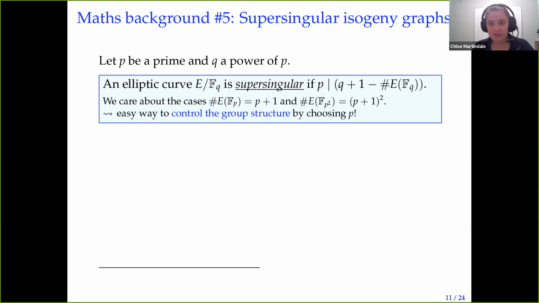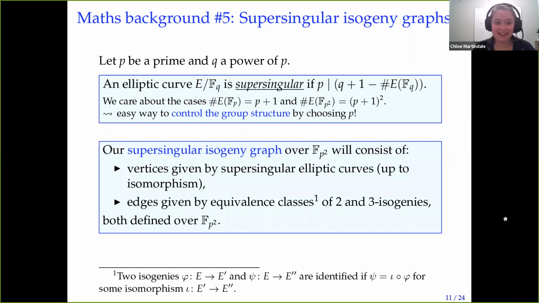This is what I just said on the previous slide. It's an easy way to control the group structure by choosing P. You can choose P to be some very smooth number minus 1, so that P plus 1 is a very smooth number. Then you've got lots of small divisors, and lots of points of very small order, which you can use as the generators of the kernels of your isogenies.